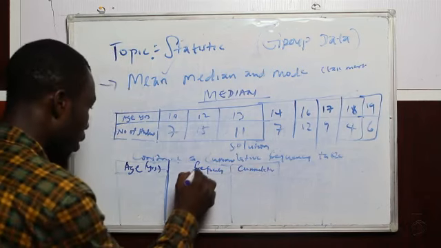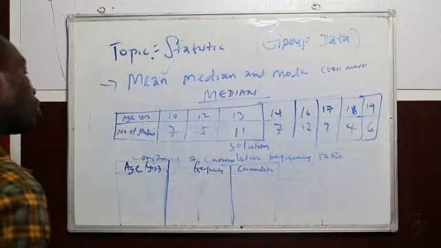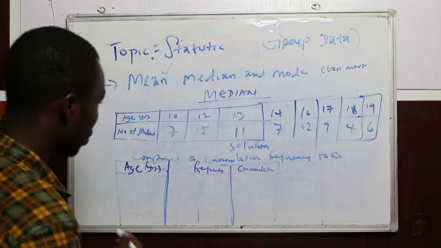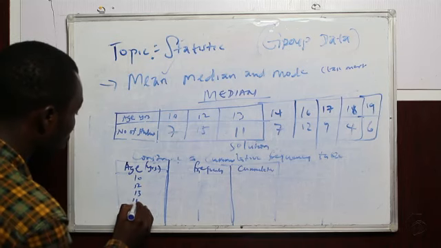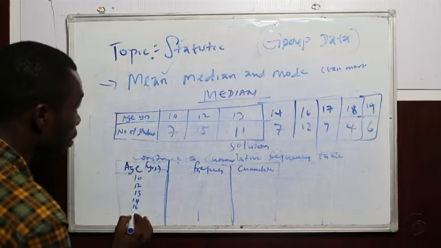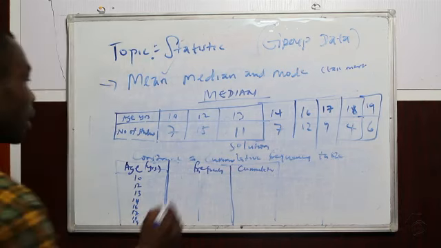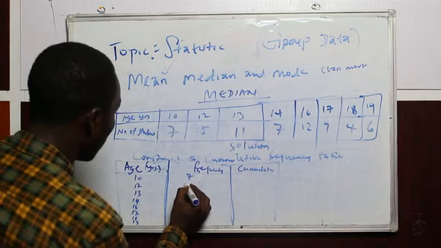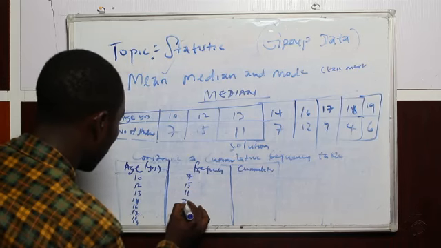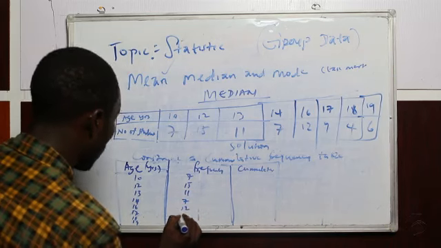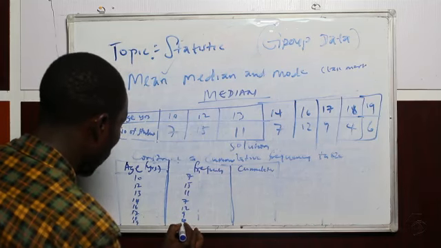Now, I'd like you to look at the board very well, because it's very important for us to know this type of method. Now, we have 10, 12, 13, 14, 16, 17, 18, and 19. For the frequency, we have 7 for 10, 15 for 12, 11 for 13, 7 for 14, 12 for 16, 9 for 17, 4 for 18, and 6 for 19.